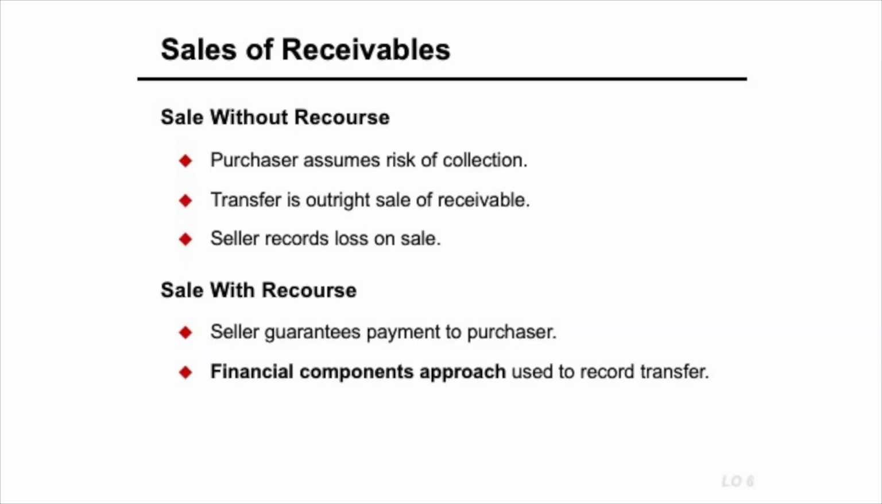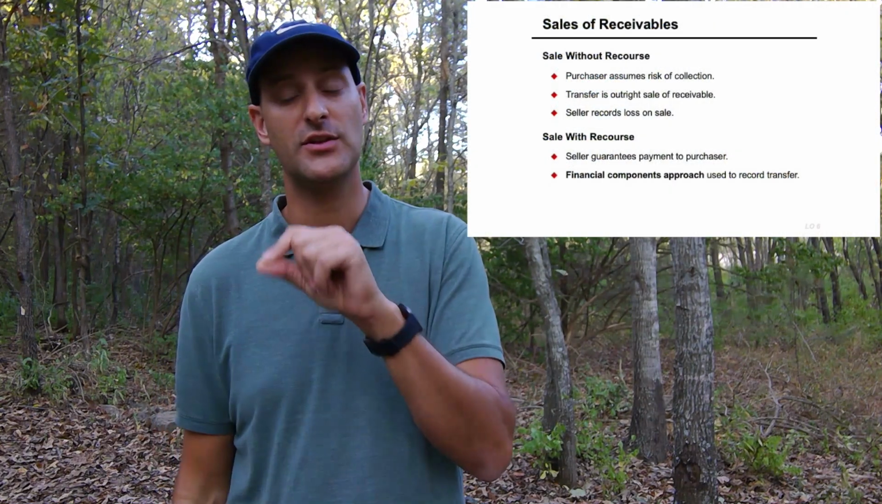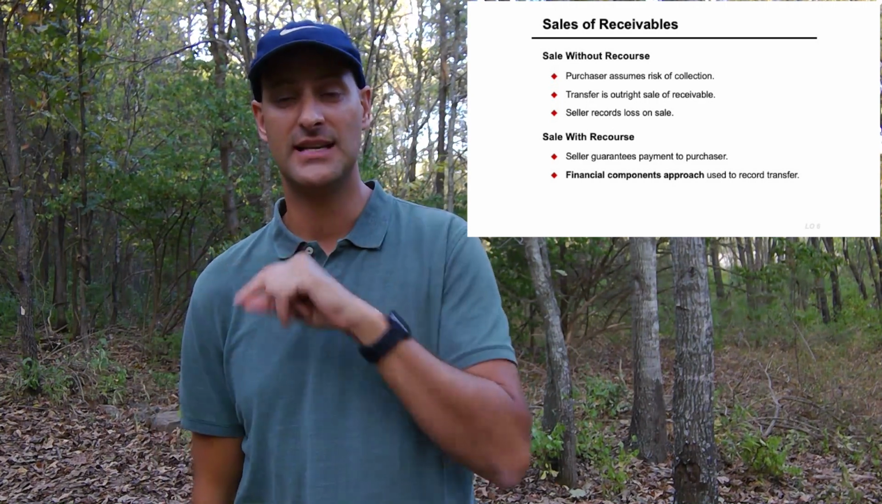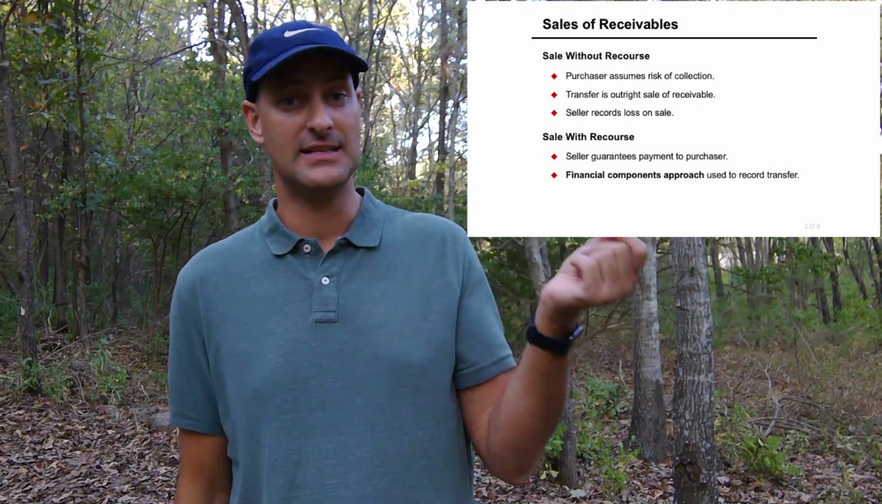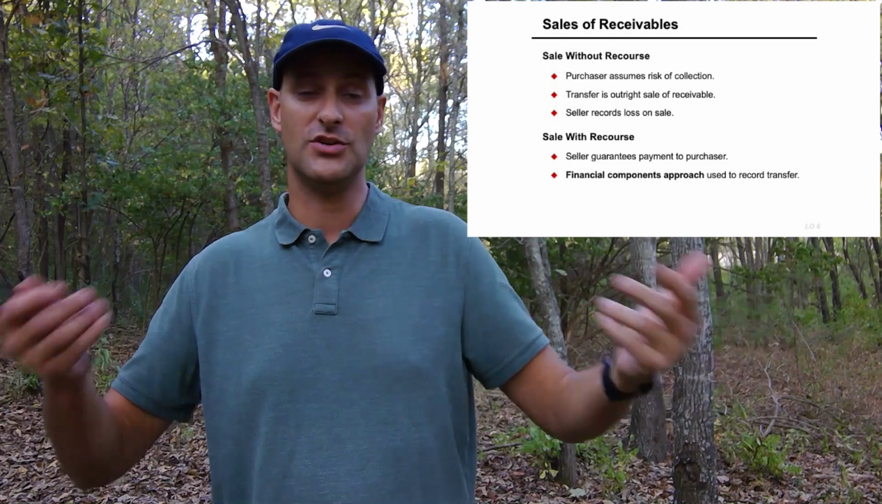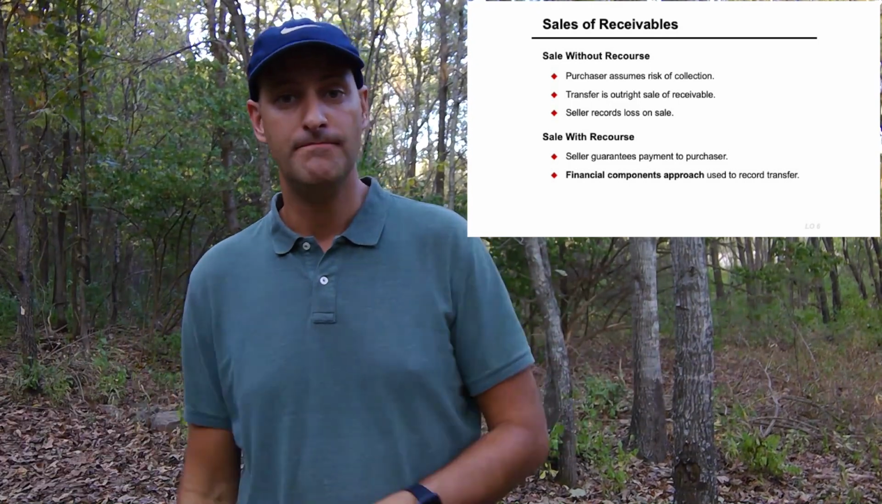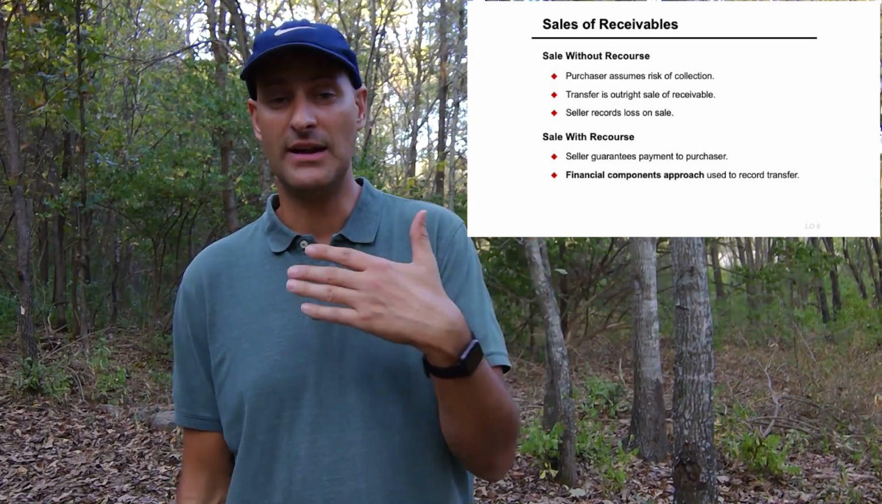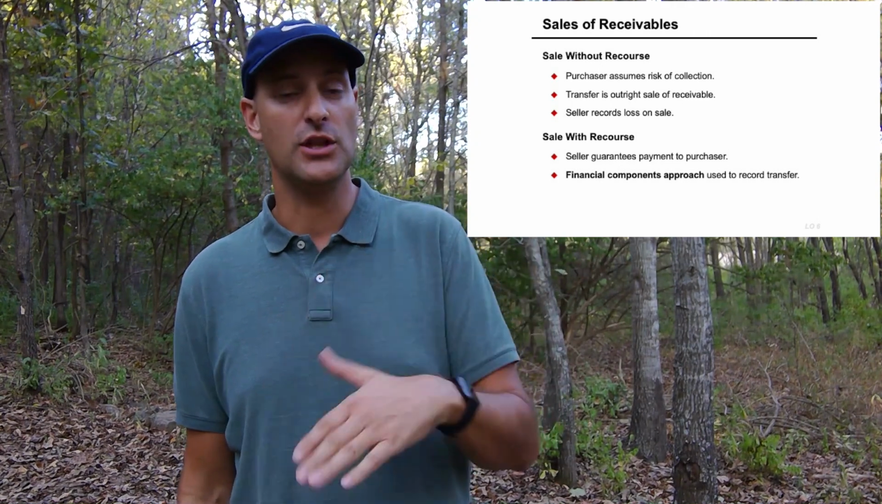Now, there are two things we need to take into consideration: whether that sale to the factor is with or without recourse. If it is without recourse, the purchaser assumes the risk of collection. So the factor assumes all the risk of collection. So if they buy $100,000 and only $50,000 of it is collectible, well, they only get $50,000. There's nothing they can do. That is, the transfer is an outright sale of the receivable, and the seller records a loss on the sale.